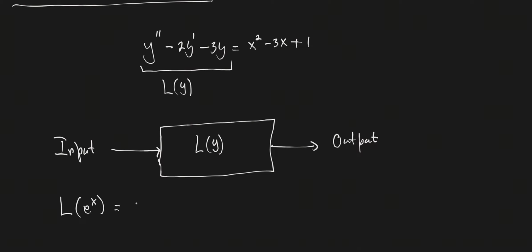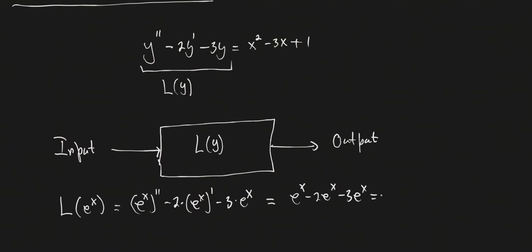Well, what would it do? It would take the second derivative of e to the x, then minus 2 times the first derivative of e to the x, minus 3 times e to the x. And then what would the output be? Well, I differentiate e to the x twice, I'll still get e to the x. Then I'll have minus 2 times e to the x, minus 3 e to the x, for negative 4 e to the x.